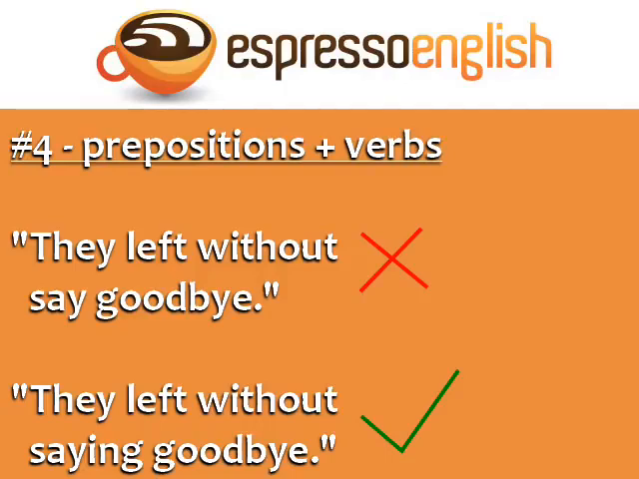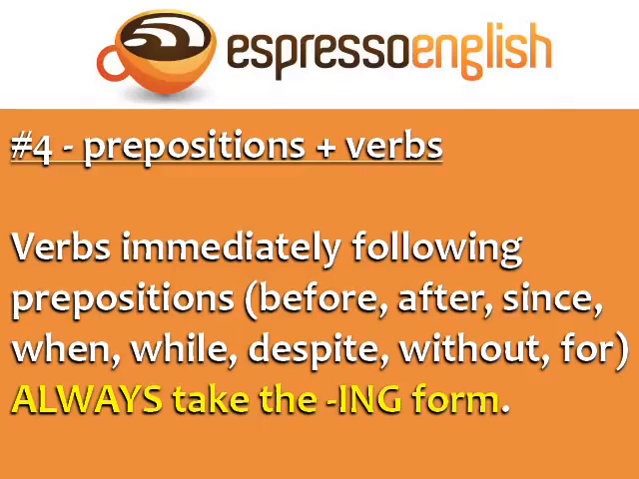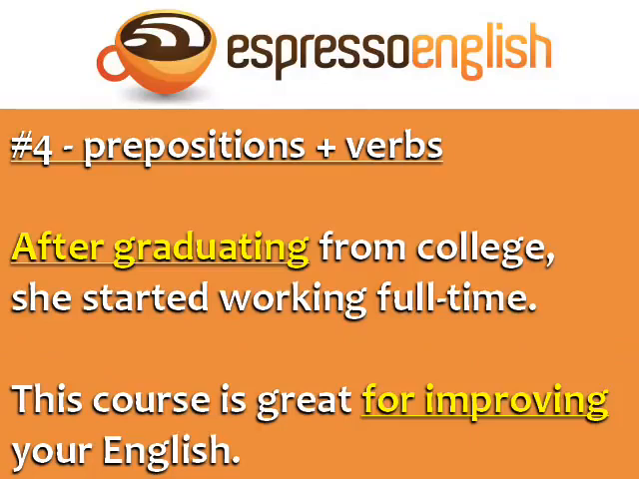They left without say goodbye is incorrect. The correct sentence is, they left without saying goodbye. Verbs immediately following prepositions like before, after, since, when, while, despite, without, and for always take the ing form. Here are some examples. After graduating from college, she started working full-time. This course is great for improving your English.